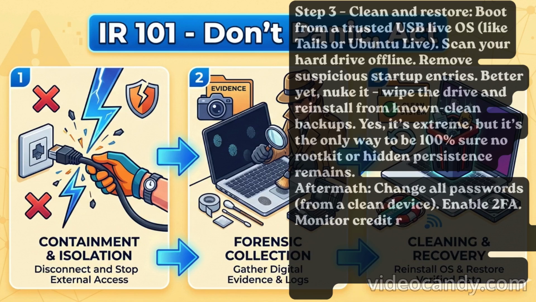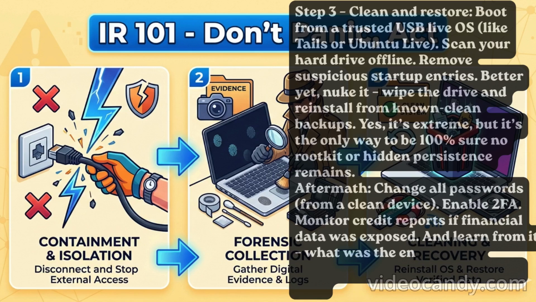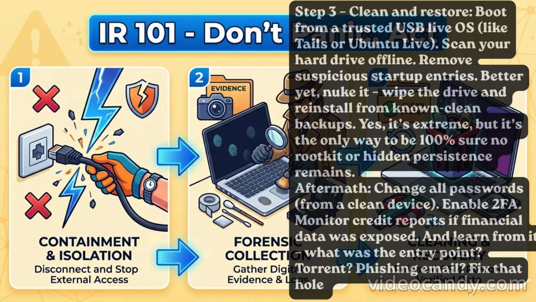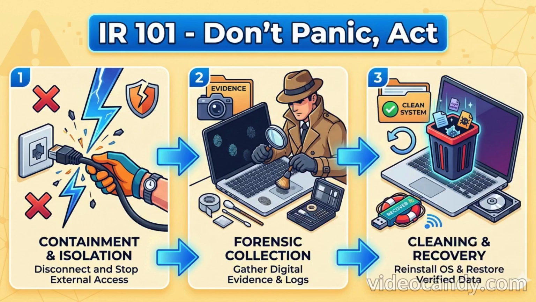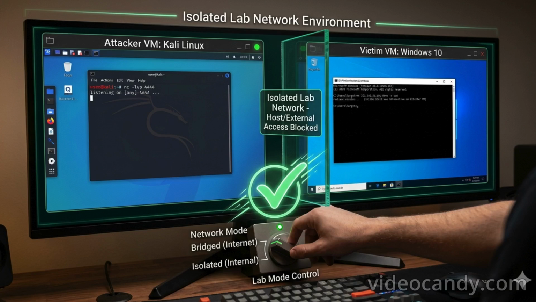Afterwards, change all passwords from a clean device, enable 2FA, and monitor your credit report if financial data was exposed. And learn from it: what was the entry point, a torrent, a phishing mail? Fix that hole. Here's my challenge to you.